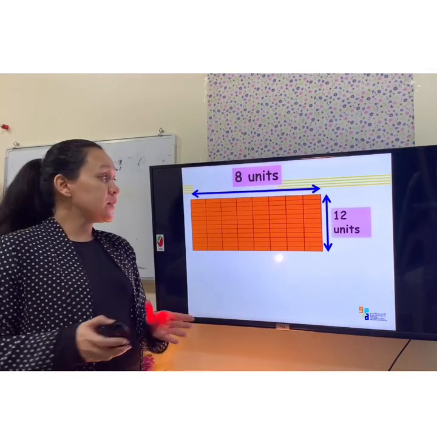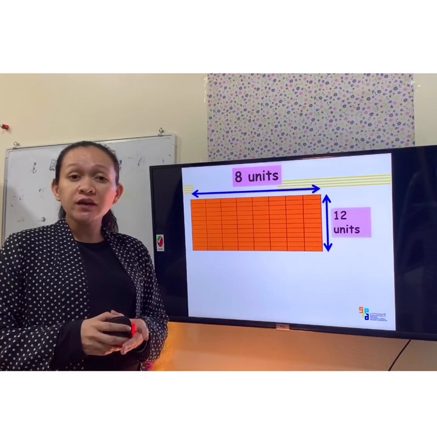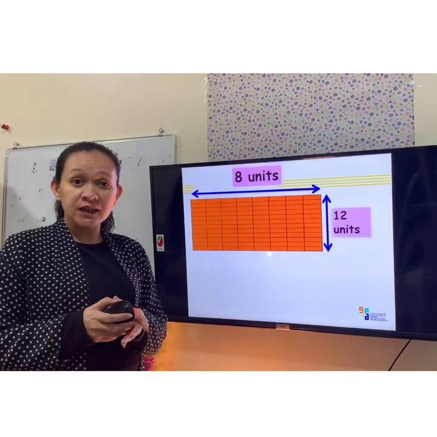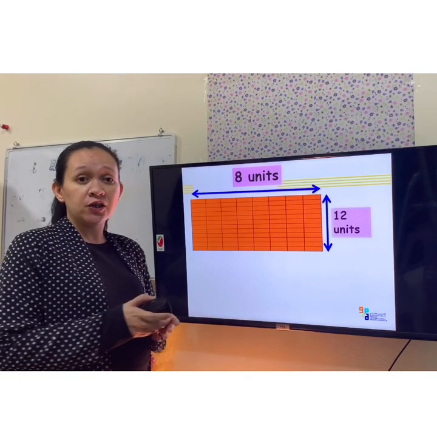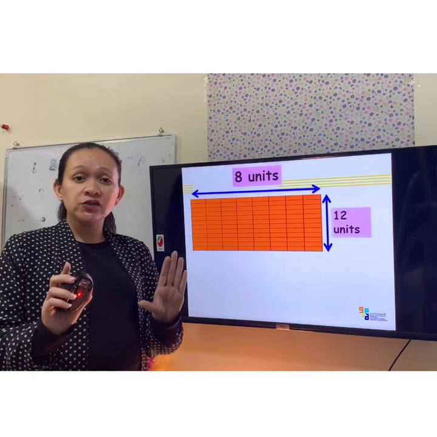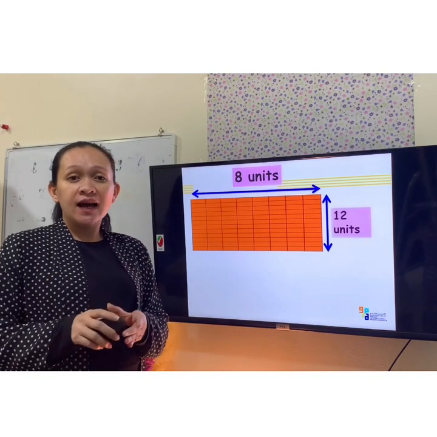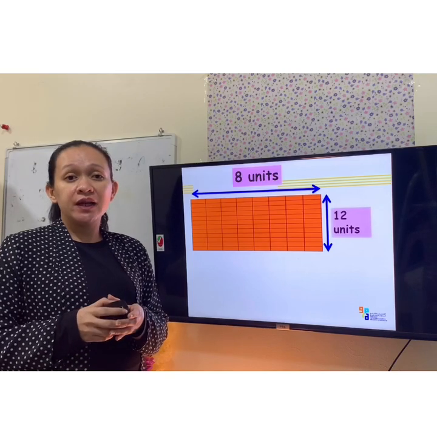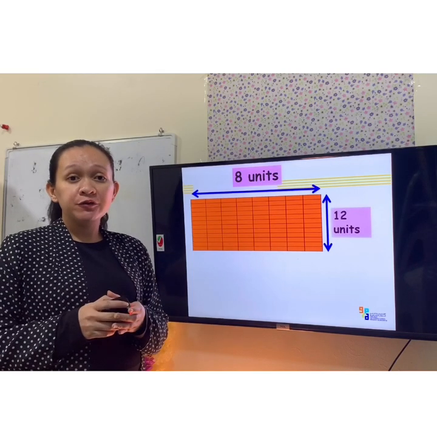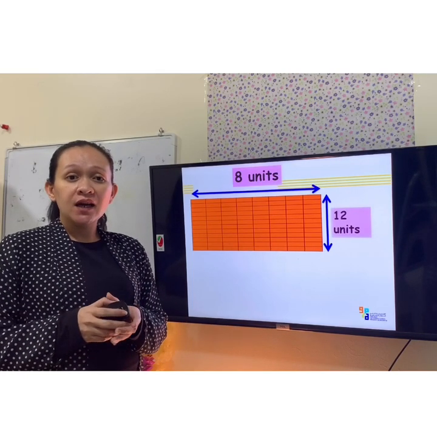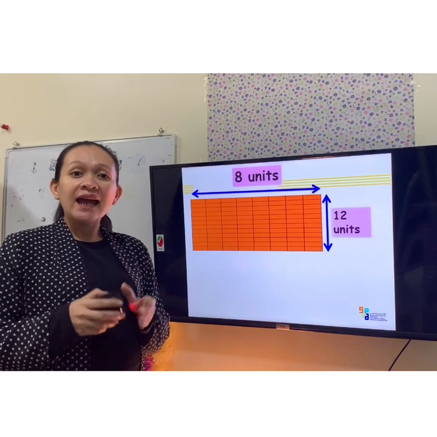Now, let's move to the second figure. Again, we are going to use distributive property to get the area of this figure. I will give you 10 seconds to answer.